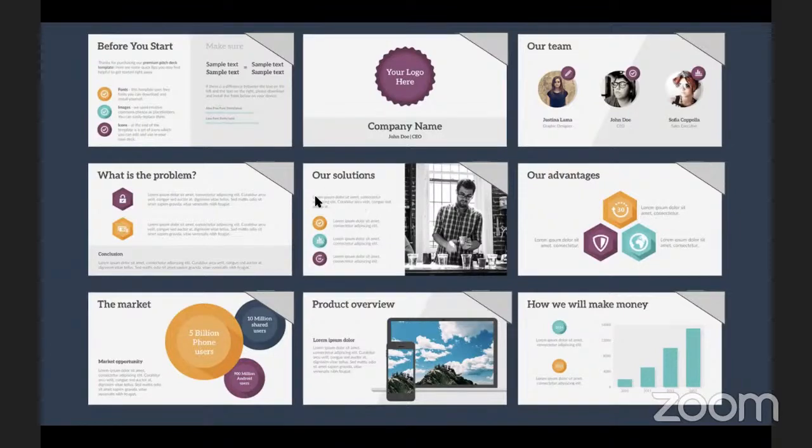And the solution will also be a key point in you presenting an elevator pitch. So whenever you are able to tell the problem that your business solves and the solution that you offer in about 10 to 20 seconds, then you know you would have nailed a beautiful elevator pitch, including your advantages, giving a general idea of the market size, product overview, and you show exactly how you will make money.